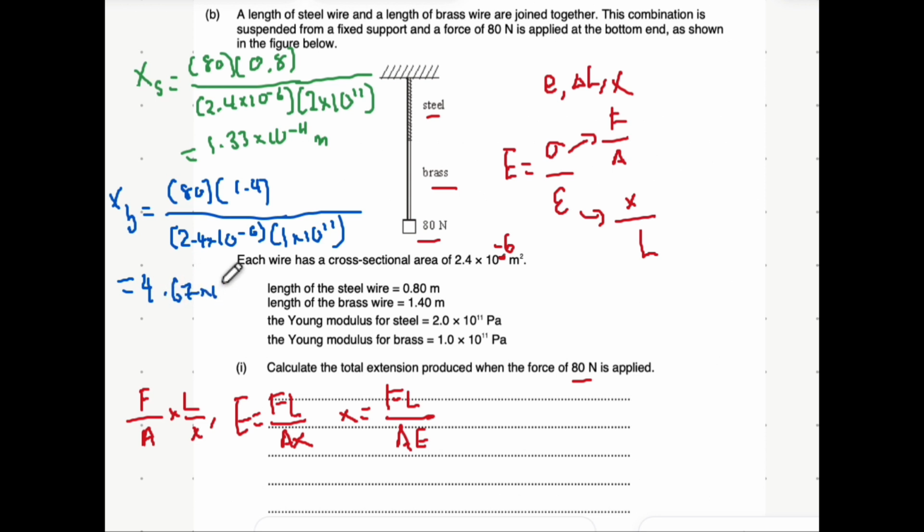So the total extension is the sum of these individual extensions of the steel and brass. So you add these two together, and that will give you a value of 6 times 10 to the minus 4 meters. Great. Hopefully that all made sense.